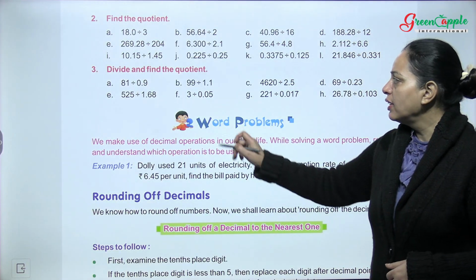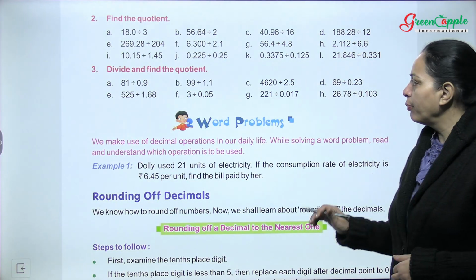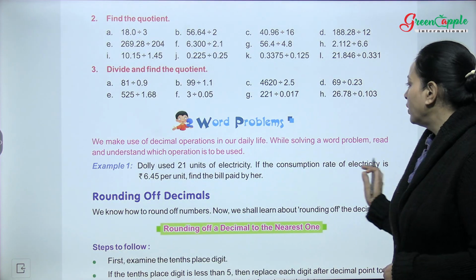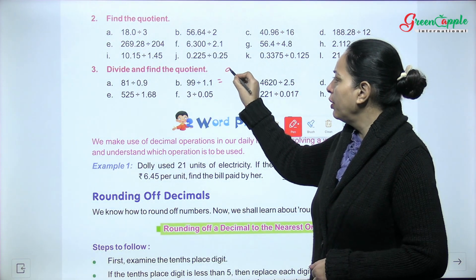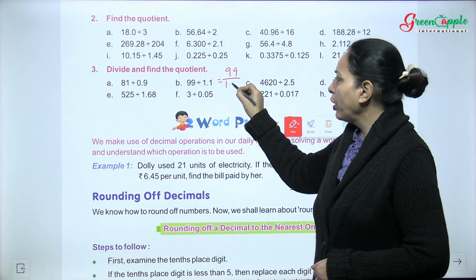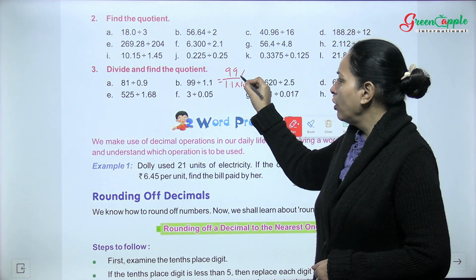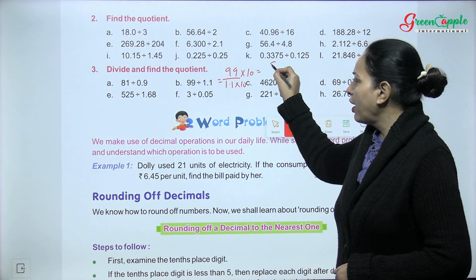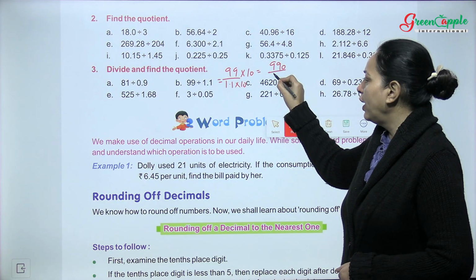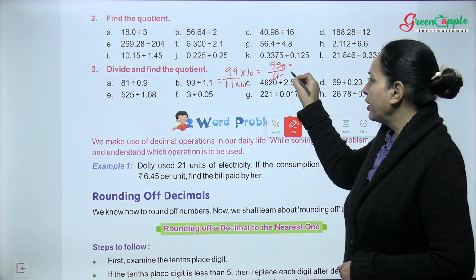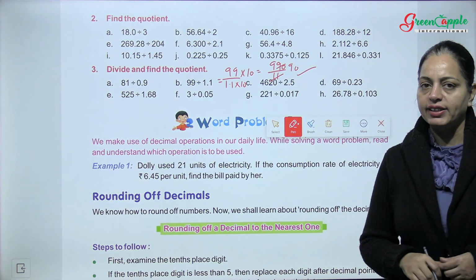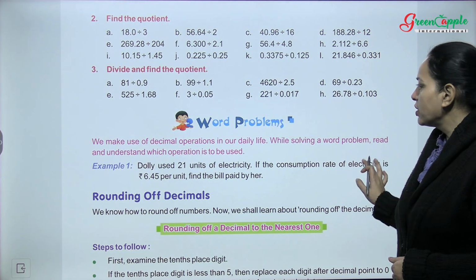Like B part 99 divided by 1.1. So make the denominator a whole number. 99 upon 1.1 into 10 करेंगे, ऊपर भी 10 करना पड़ेगा. 990 upon 11. So cut it. Answer is 90. Okay, so I hope this is clear to you.